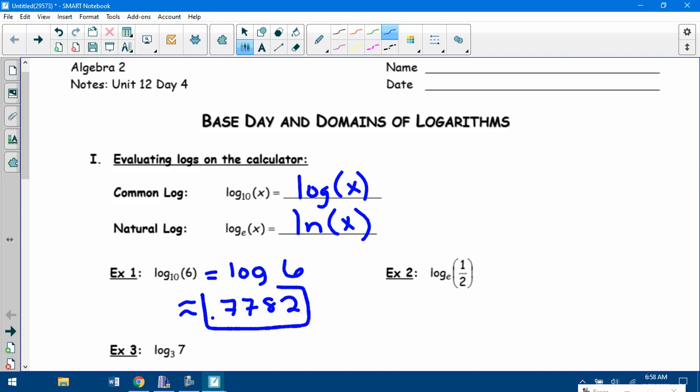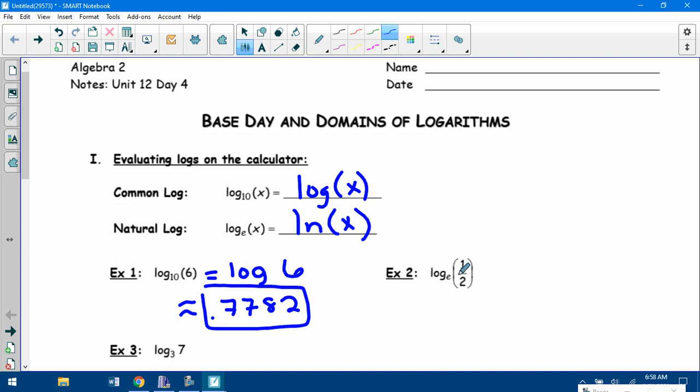And it should make sense that it's an irrational number. It's not a nice exponent. 10 raised to what power gives you 6? Not a nice one. We know 10 to the 0 is 1. We know 10 to the first is 10, so 6 should be somewhere between 0 and 1, which it is.